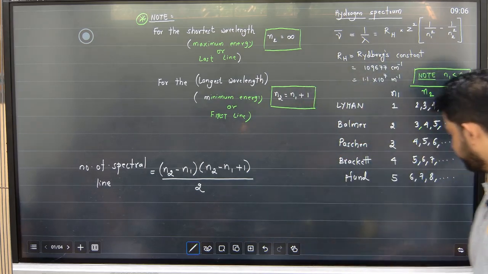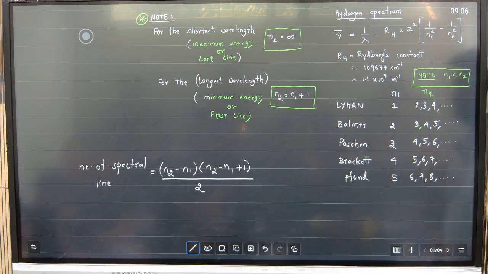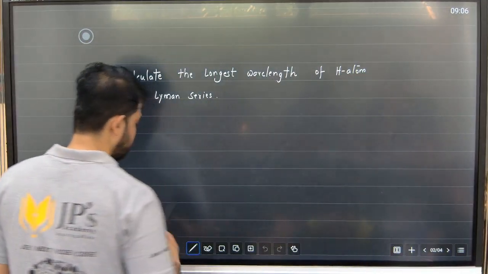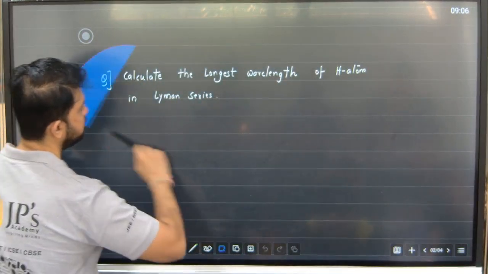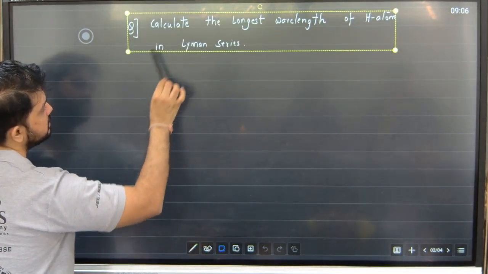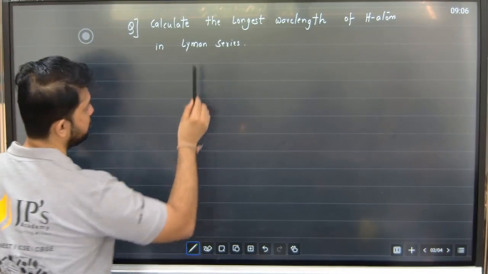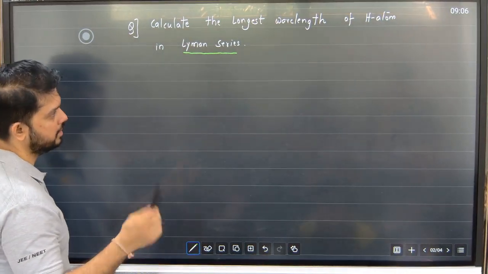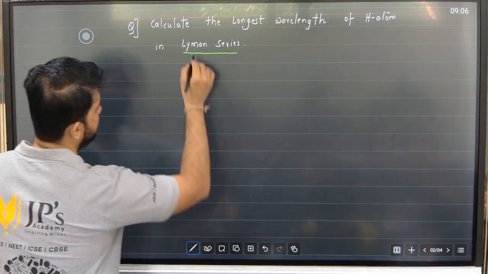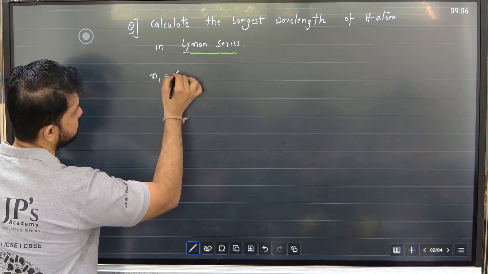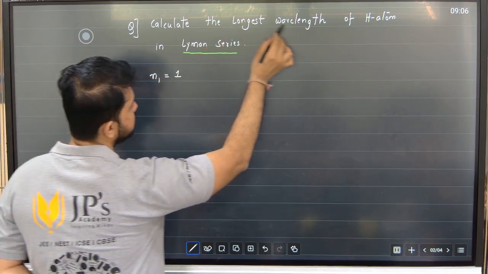Okay. Let's start with the first sum. What does it say here? Calculate the longest wavelength of hydrogen atom in the Lyman series. So first of all, which series is given, people? Lyman. If you think you can do it, you can continue. Others, pay attention. What is the value of N1 for Lyman series? 1.